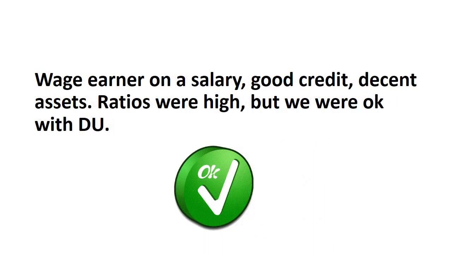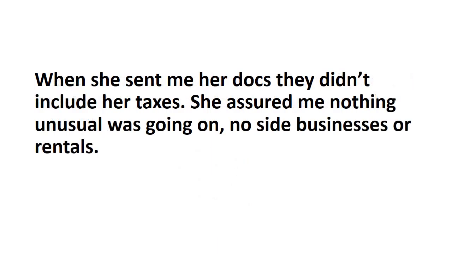She was a wage earner on a salary. She had excellent credit, actually decent assets. Her ratios were just a little high, but we were okay with DU. When she sent me her docs, they didn't include her taxes.